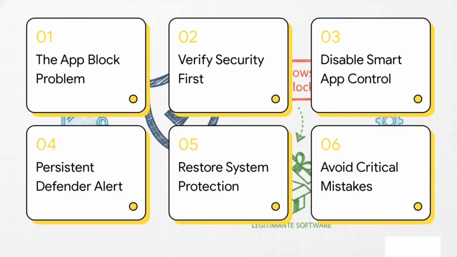Here is our roadmap for today's explainer. 1. The Windows app block problem. 2. Always verify security first. 3. Disabling Smart App Control. 4. Handling persistent Defender alerts. 5. Restoring your system protection. And 6. Avoiding critical security mistakes.